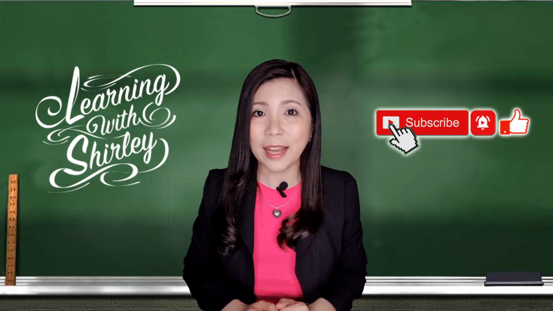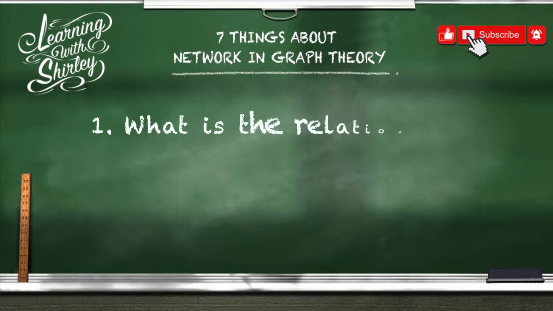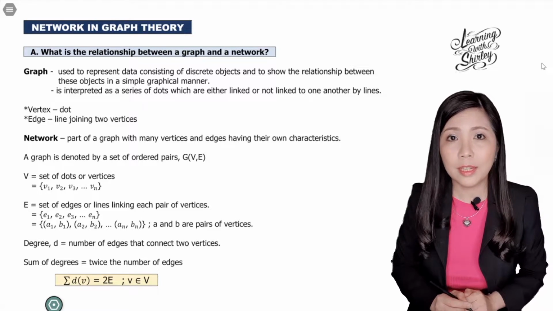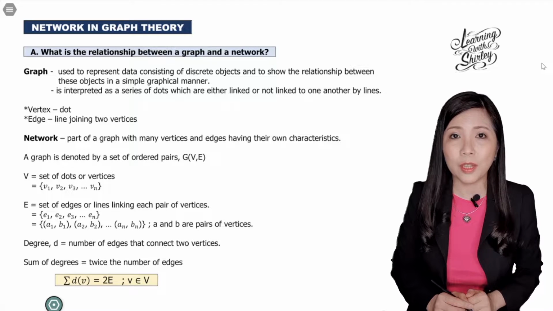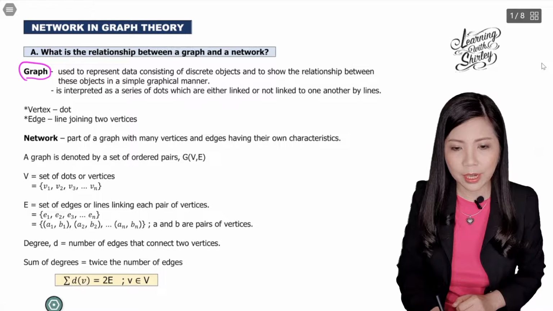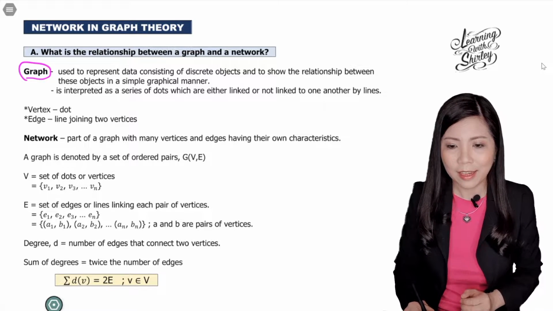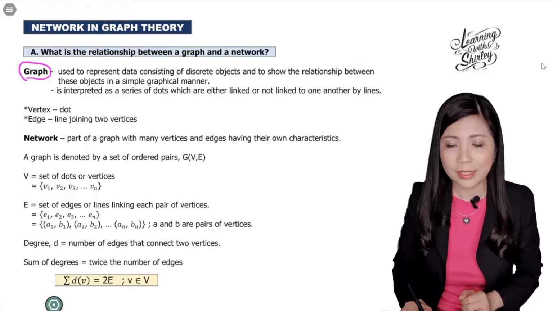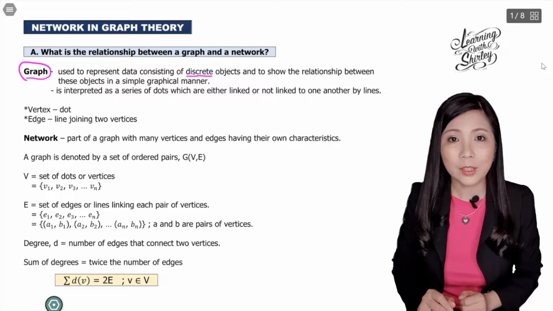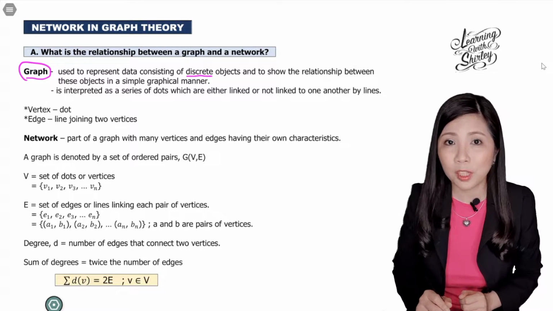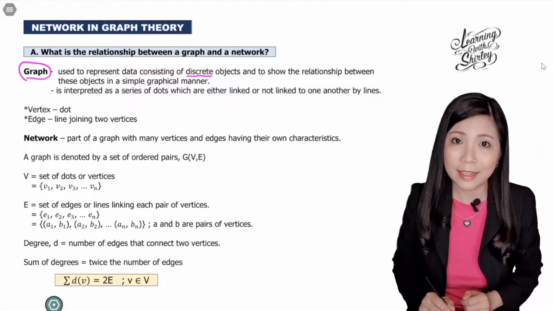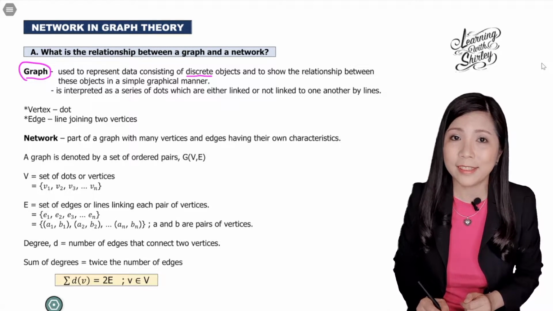Let's take a look at the first part of the chapter. The first part that we're going to learn for this chapter is to understand the relationship between a graph and a network. So what is a graph? A graph is used to represent data of discrete objects and to show the relationship between these objects in a simple graphical manner. So what is the meaning of discrete? Discrete means a finite or countable number of possible outcomes which can be listed. For example, the number of burger restaurants in a city, or the number of possible outcomes when rolling a die.